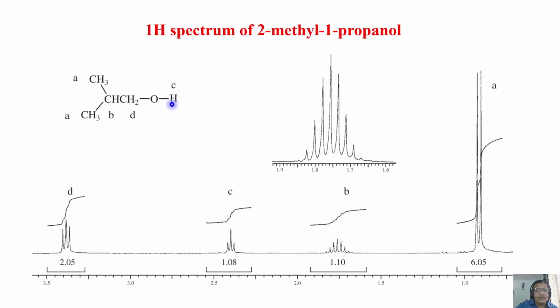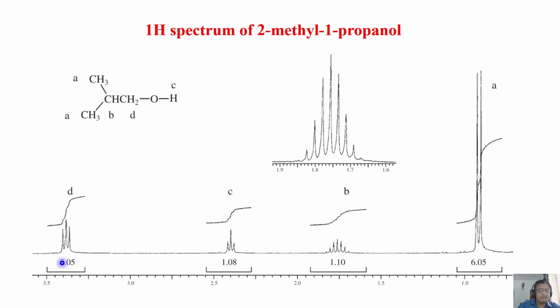If you look at it carefully, since it's not a broad peak, it might experience coupling with the CH2 protons. Quite likely. If it experiences coupling with the CH2 protons, applying the 2nI plus 1 rule, OH has to be a triplet. Let us look at the spectrum and see whether there is a triplet. Of course, there is one triplet here. There is also another triplet here.